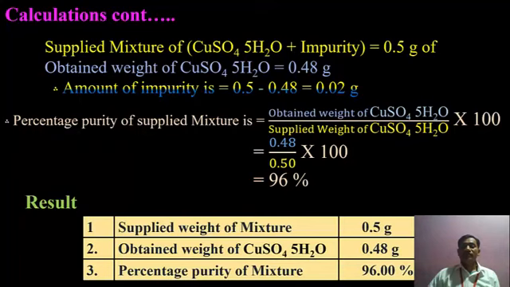From this we can calculate the result. In the results, you have to write the result in this format. The first one, supplied weight of mixture is 0.5 gram. Then the obtained weight of copper sulfate pentahydrate after titrimetric estimation is 0.48 gram. Therefore, the third one, that is the percentage purity of the mixture, is 96%.